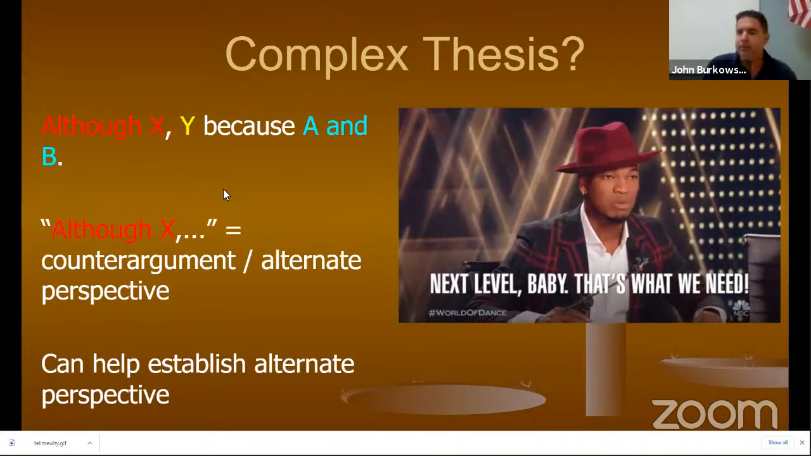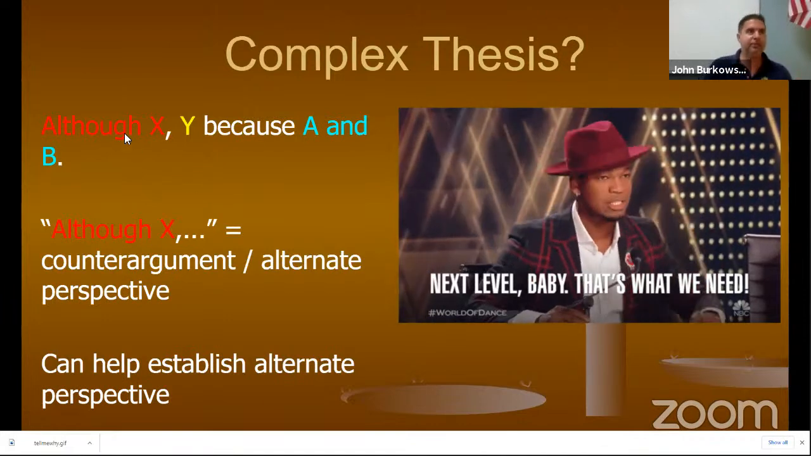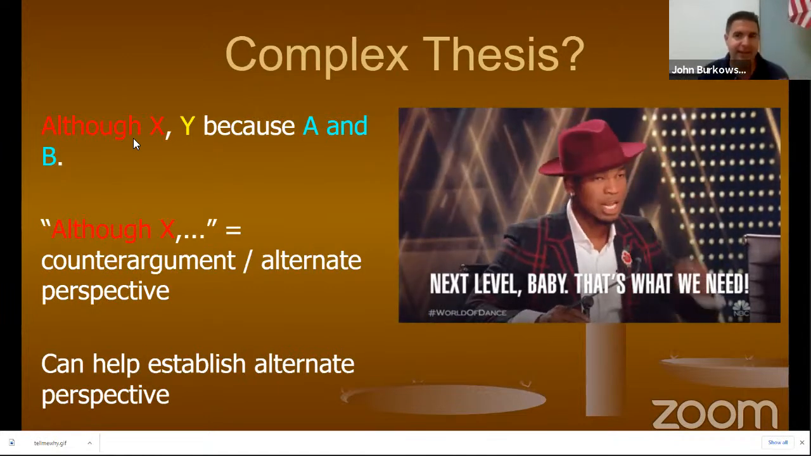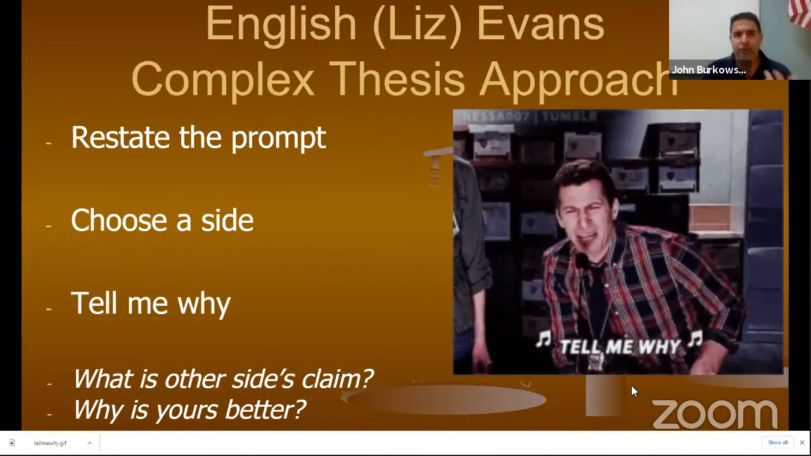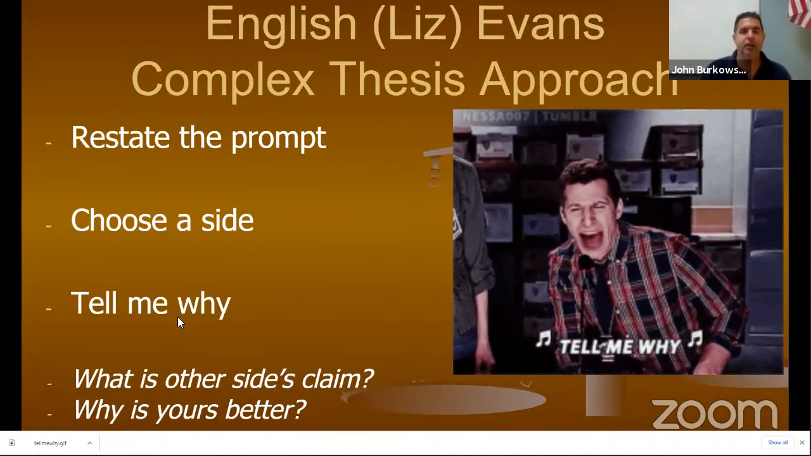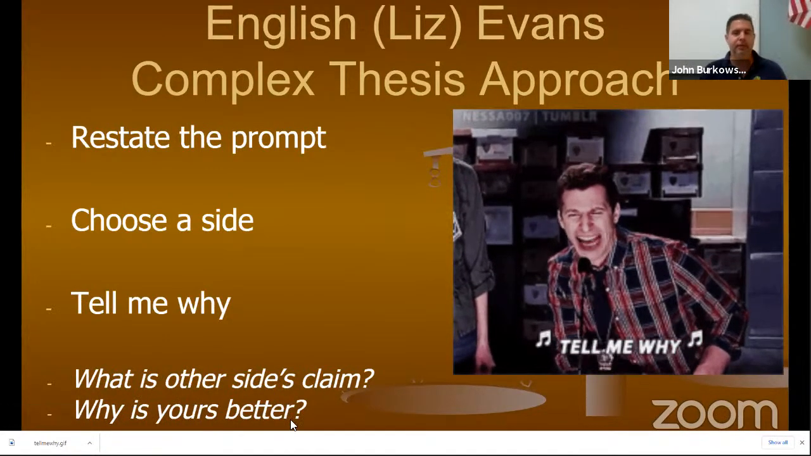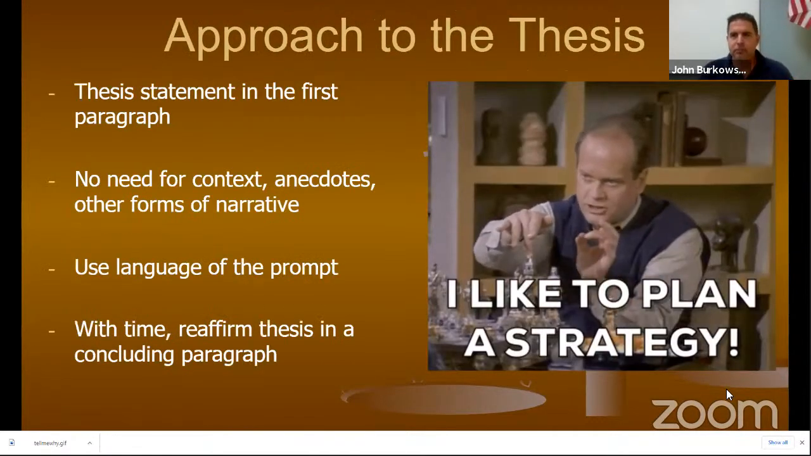But if you want a complex thesis, it's cool. It's recommended. Tell the reader, impress the reader. It's fine. Is it necessary to do an although X or however X or something like that, or X however Y because A and B? No. Remember, all you need is a defensible claim and a line of reasoning. But if you want to remind yourself about establishing a counterclaim, it's cool. All right. With English Evans, her complex thesis basically: restate the prompt, choose a side, tell me why, but then what is the other side's claim and why is yours better? This kind of reiterates your claim in response to that alternate perspective.